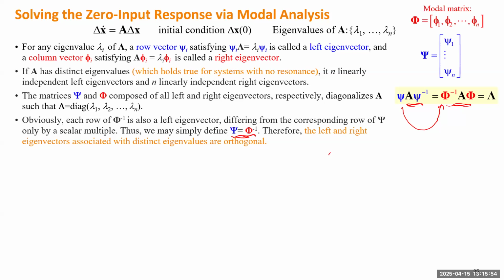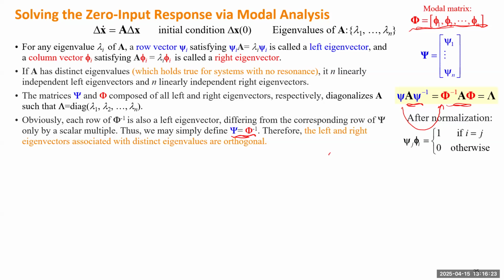Which means here we can first solve the right eigenvectors for the A matrix. Then we make all the right eigenvectors form this modal matrix. The modal matrix, then we solve the inverse. That will give us the left eigenvectors from the right eigenvectors. So that also has the conclusion: the left and right eigenvectors for different eigenvalues must be orthogonal.